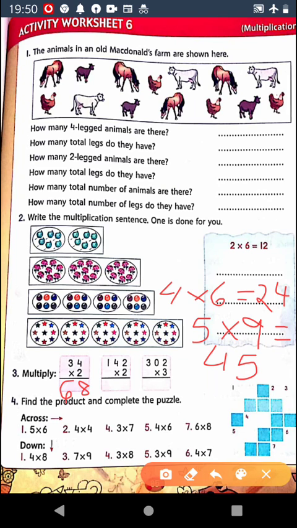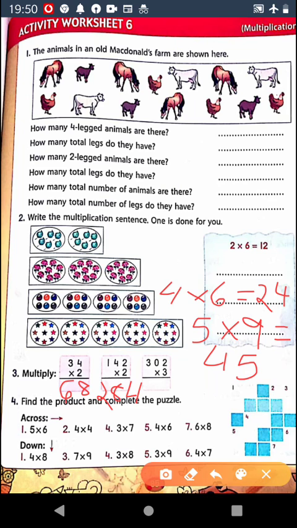Then 142 multiplied by 2. First we multiply the ones, so 2 2s are 4. Then multiply tens, 4 into 2, 8. And then we multiply the hundreds, 1 into 2 is equal to 2. So 142 into 2 is equal to 284.